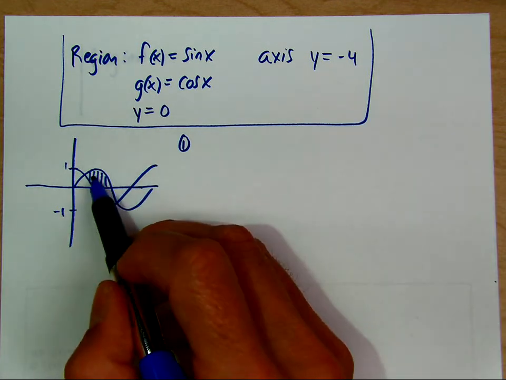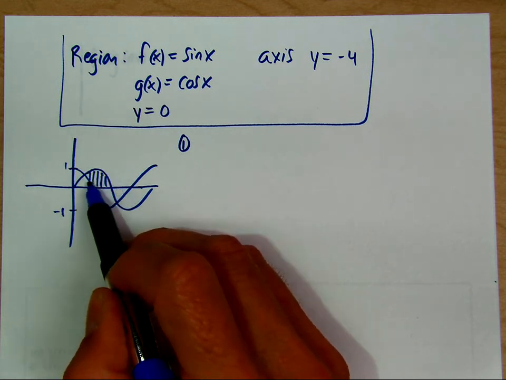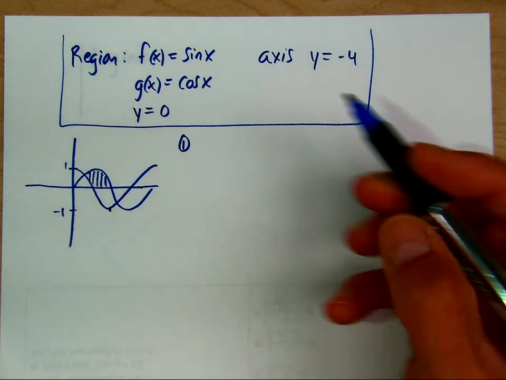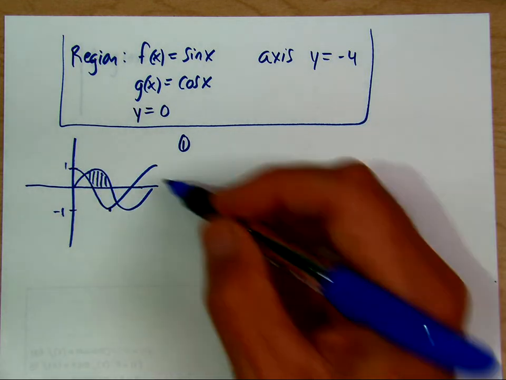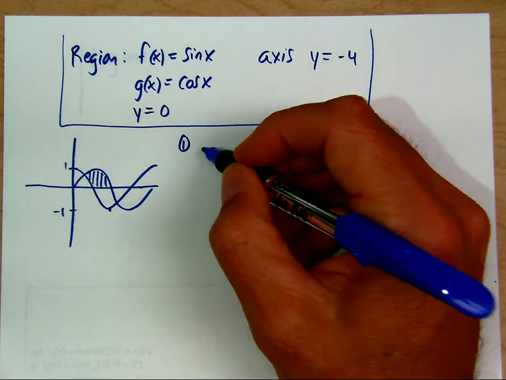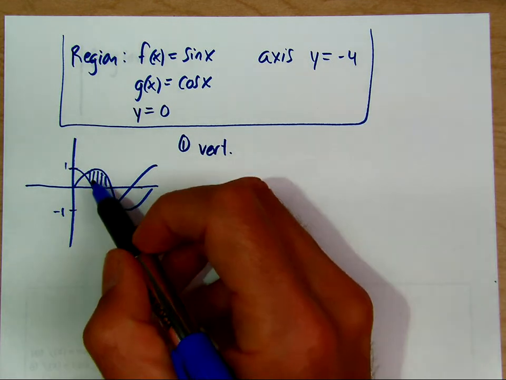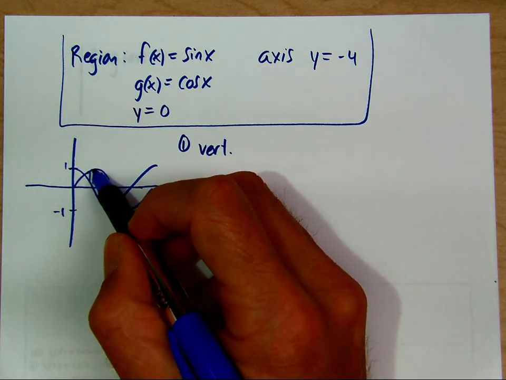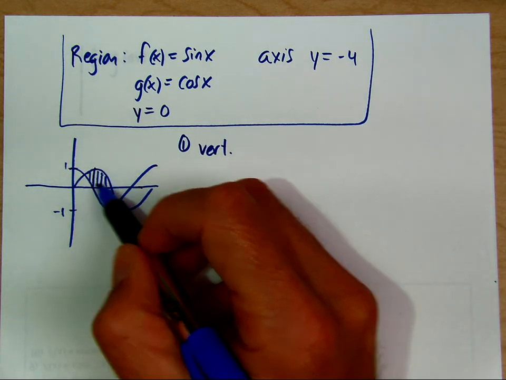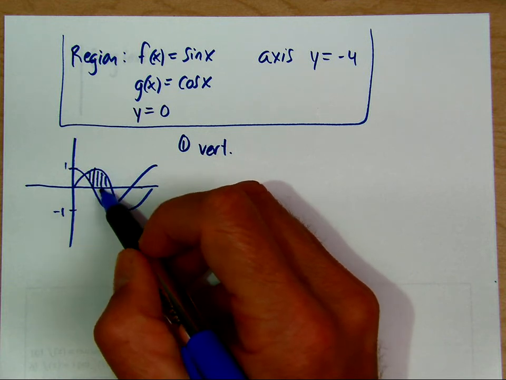But then if we use horizontal rectangles, sine is the right, cosine is the left. So either way, we have two functions. The functions change as we move through the interval. So why don't we just still use vertical rectangles, and we'll make two integrals. We'll have an integral for that region and another integral for that region, because the bottom part of the region changes.